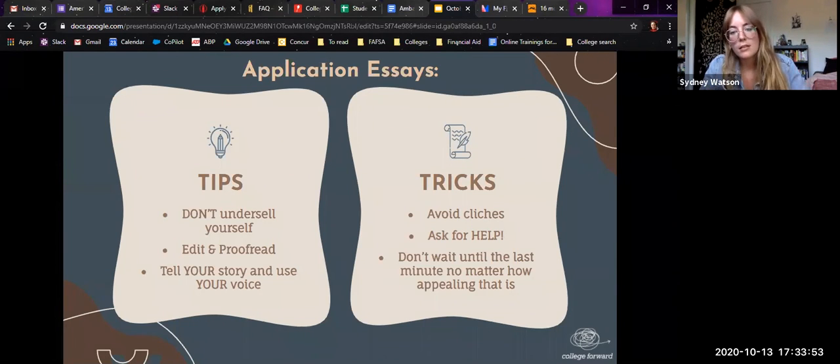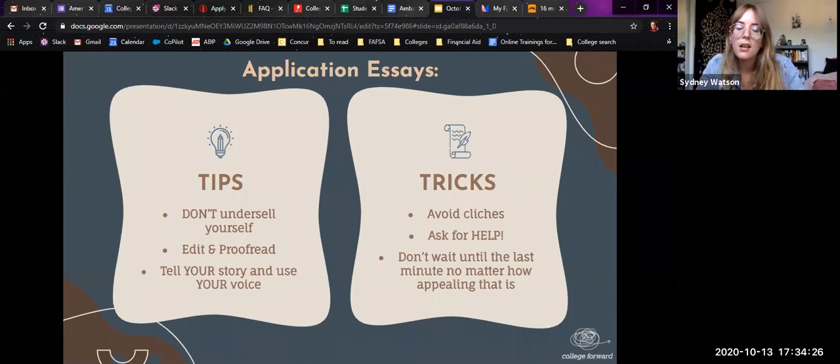Edit and proofread your essays. Tell your story and use your voice. So be funny, get excited, use your hands. Avoid cliches. Ask for help. So ask your teachers, your friends, your family. They're the people who know you, and they can let you know if an essay sounds like you or sounds like you're trying to write what you think an admissions counselor wants you to say.